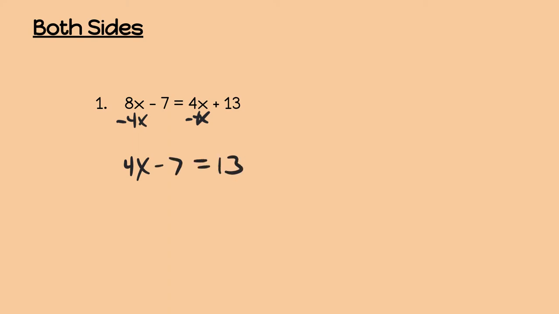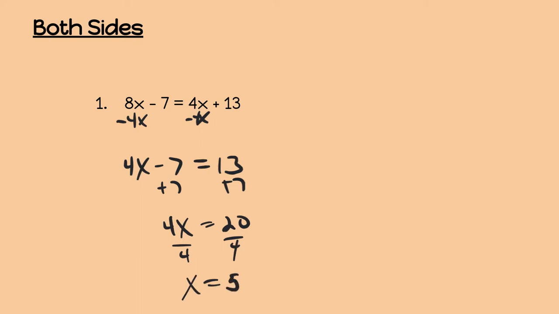Now, you could have added the 7 over there to give you a 20. That's what we're going to eventually do anyway. The order doesn't matter as long as you're following the rules. In this case, we end up with 4x equals 20, so we divide by 4, and x equals 5.